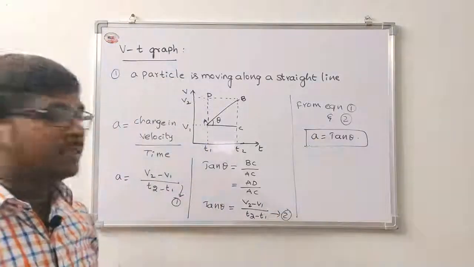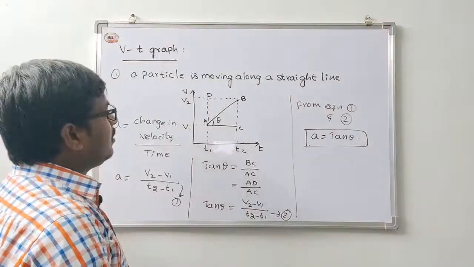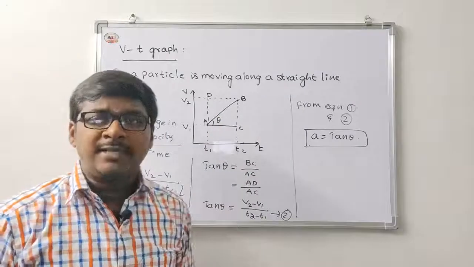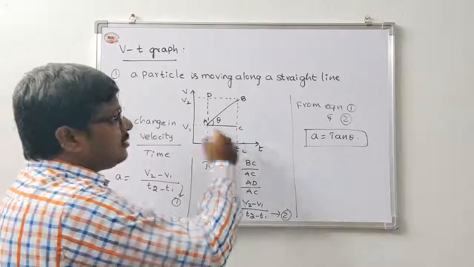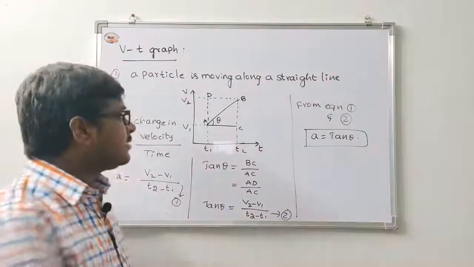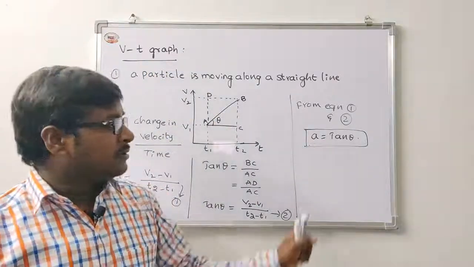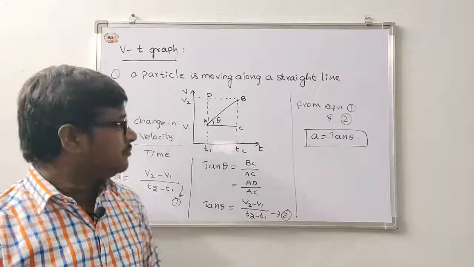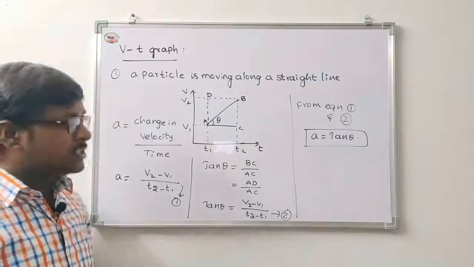A is equal to tan theta. It is clear that the velocity time graph shows the particle moving along a straight line. The acceleration is represented by the slope of the tangent on the velocity time graph. This is a particle moving along a straight line with an acceleration.